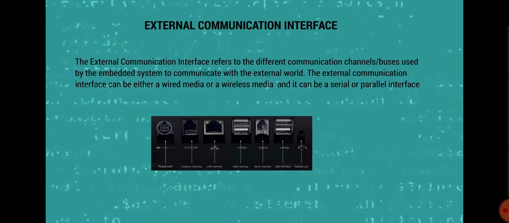Now we will learn about external communication interface. The external communication interface refers to the different communication channels or buses used by the embedded system to communicate with the external world. The external communication interface can be either a wired media or a wireless media, and it can be a serial or parallel interface.